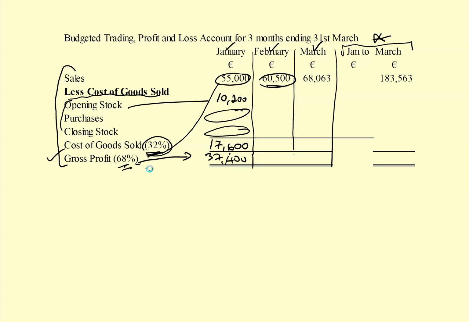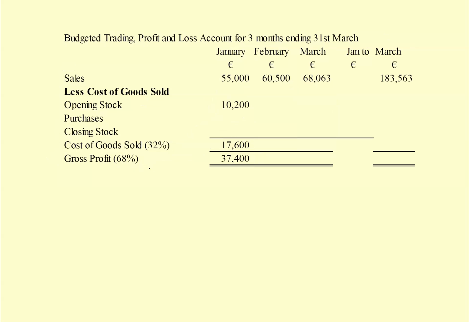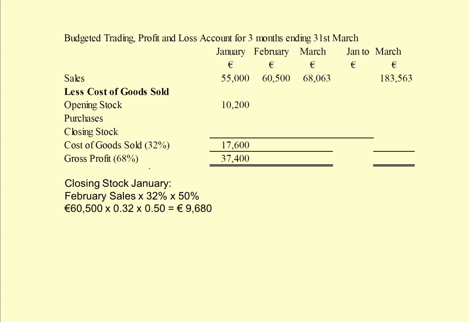So if I just tidy this a little bit here, put those figures in, and then have a look at this. The closing stock for January will be February sales by 32%, which gets the cost of the goods we need to meet February sales, and I only want to have half of that in hand. So therefore it's 60,500 by 0.32, or 32%, by 0.5 gives 9,680. So I'll put that in there.